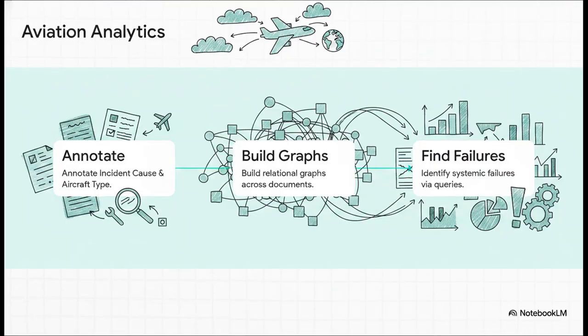And once you have that annotated data, you can scale it way up to extract massive industry-wide trends. Let's look at aviation analytics as an example. By annotating reports, organizations can take thousands of completely unstructured incident logs and turn them into neat, structured tables. First, you annotate fields like incident cause and aircraft type across all those documents. Next, you build relational graphs from those annotations. And finally, safety officers can run statistical queries to spot systemic, recurring failures. It's a total game changer for safety.